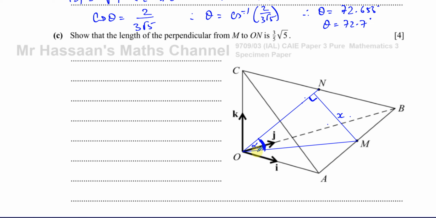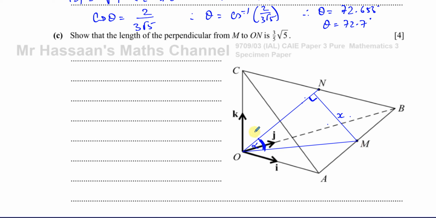I can find the length OM quite easily, because we know what the vector O to M is. We already worked it out. O to M is basically O to B plus B to M, or O to A plus A to M. We can work that out. So therefore, we can find the length of O to M very easily.